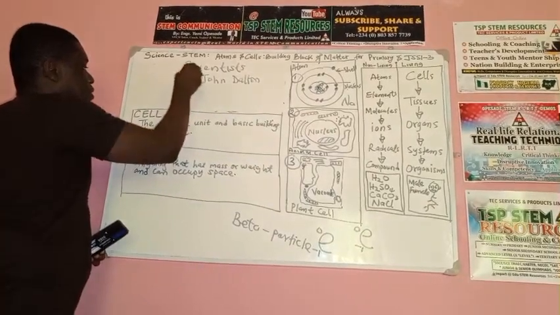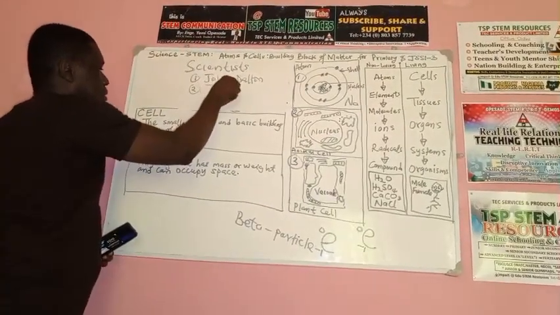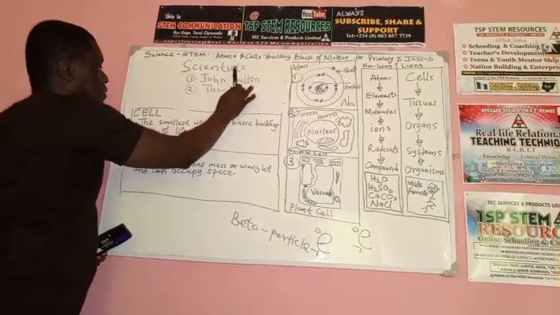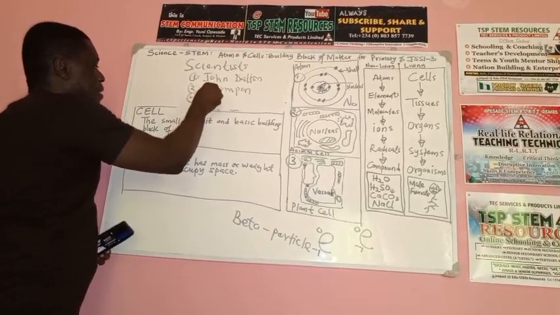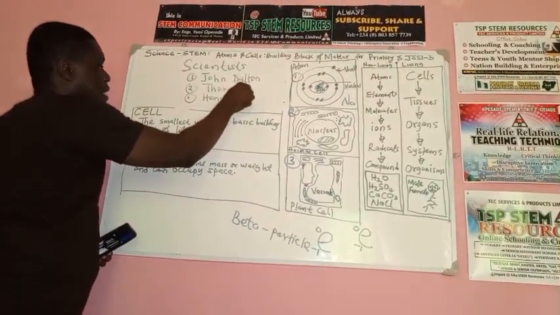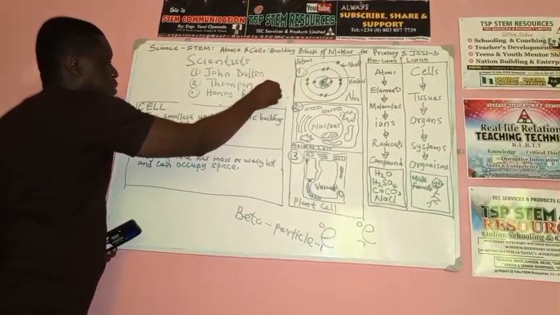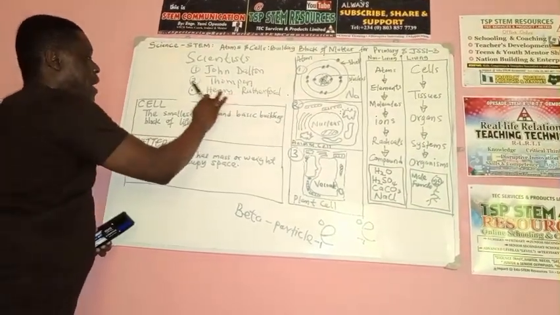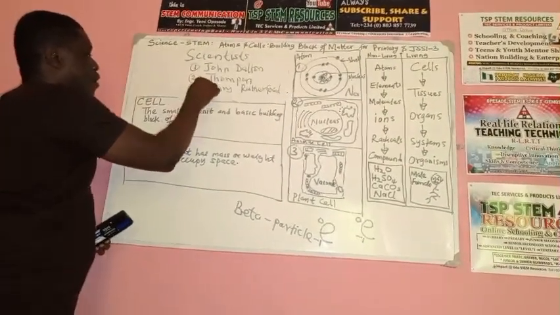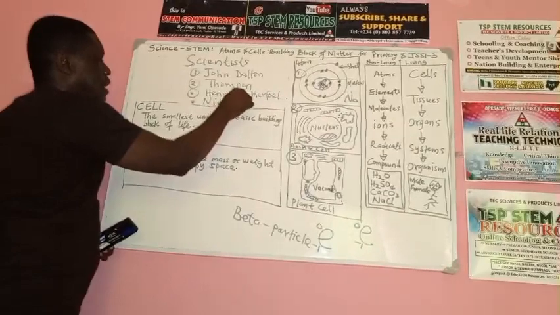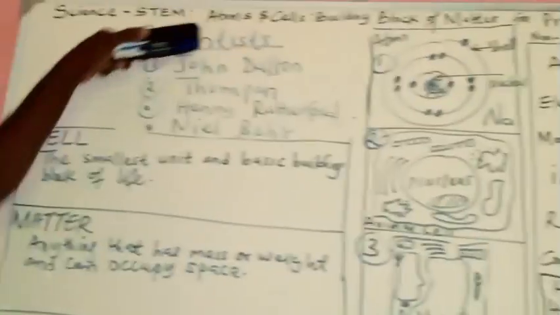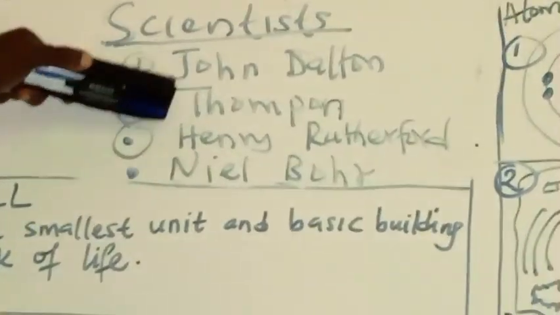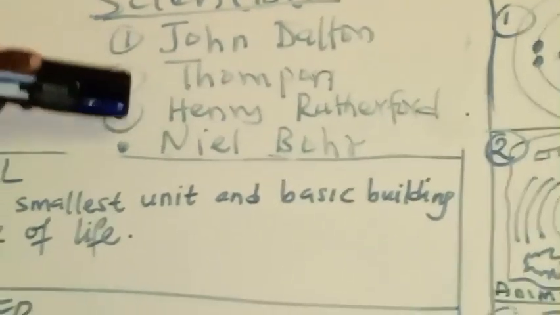We have Thomson. We have Henry Rutherford. Then we have Niels Bohr. Take note of that. These are scientists that work on the atom. We have John Dalton, John Thomson, Henry Rutherford, and Niels Bohr. Please take note of that.